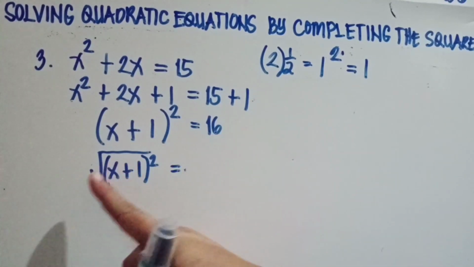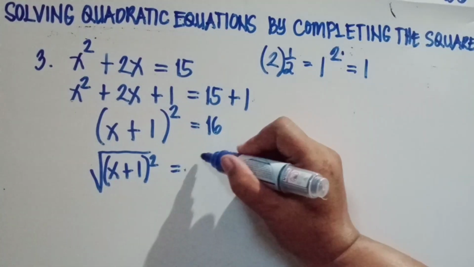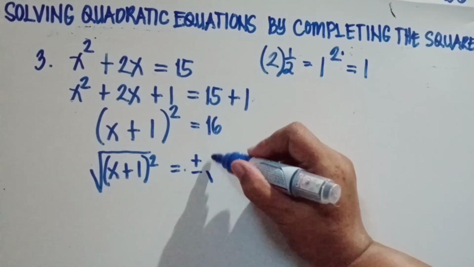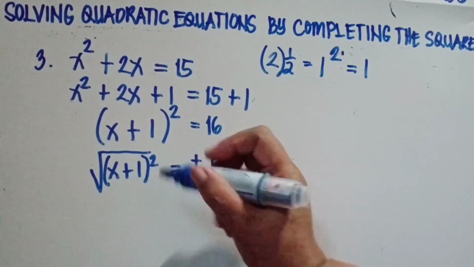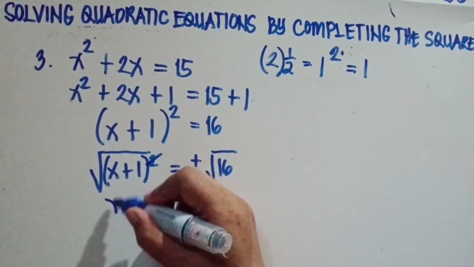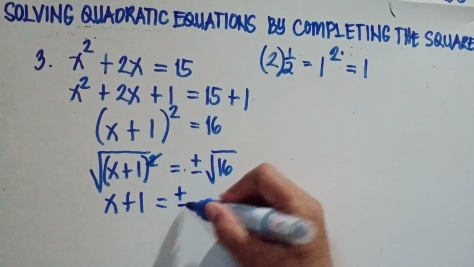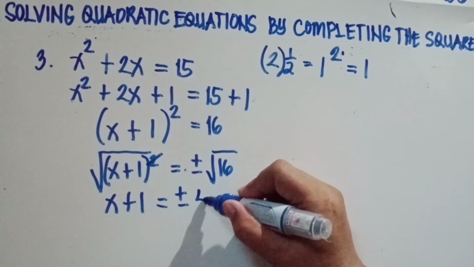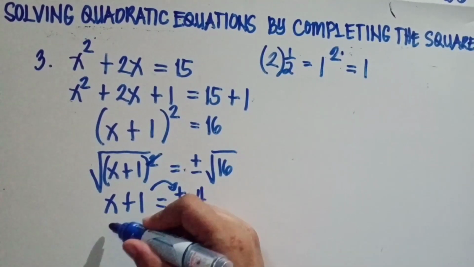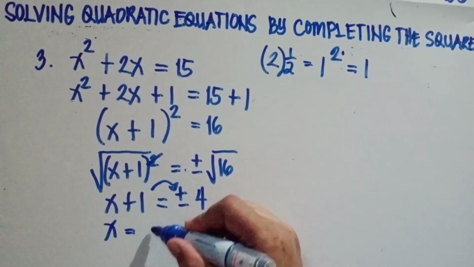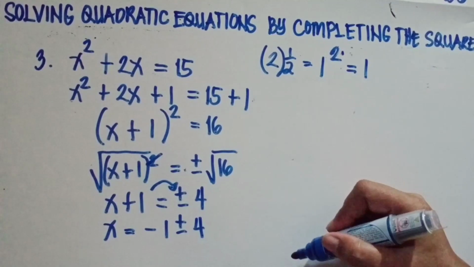We have square root of (x + 1)² equals positive or negative square root of 16. Then, dito, cancel na lang yon. So, we have now x + 1, then this is equal to the positive, negative square root of 16, which is 4. Then, lipat natin yan sa right side of the equation. We have now x is equal to negative 1 plus or minus 4.